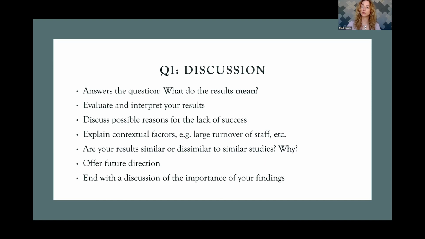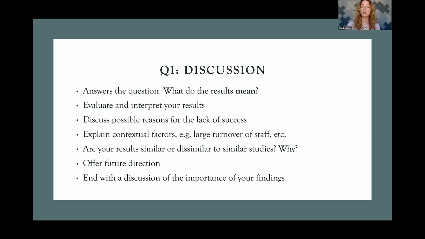So even if you don't get the results you were hoping for, by no means does that make it an unsuccessful study, but that is something you want to discuss in the discussion section. You want to explain contextual factors that could have led to the lack of success. For example, perhaps there was a large turnover of staff when you were implementing your QI. Are your results similar or dissimilar to similar studies, and why? If they're similar, what is that saying about the overall field? If they're dissimilar, what is that saying?